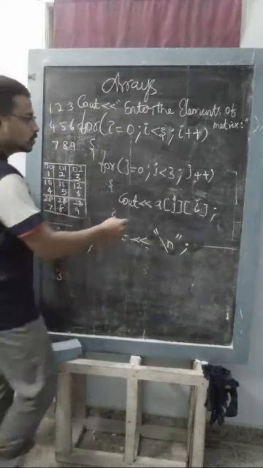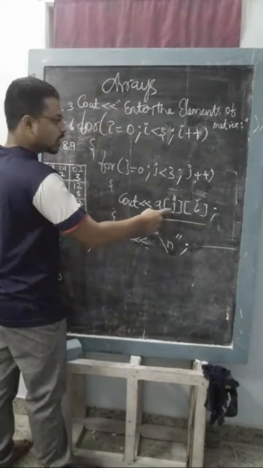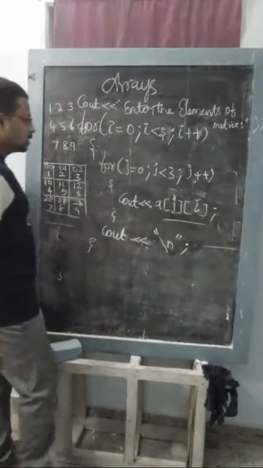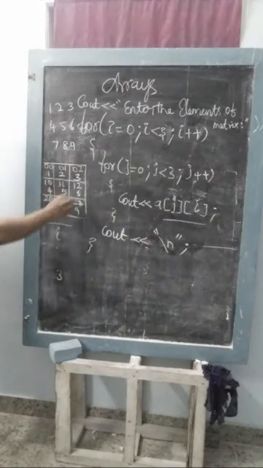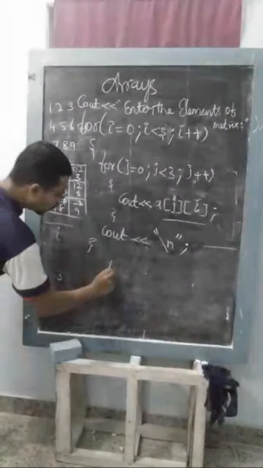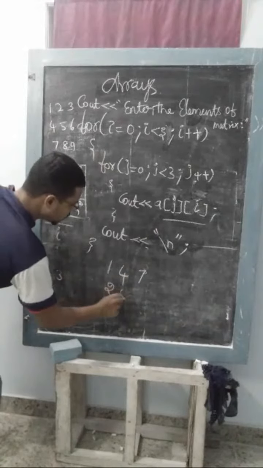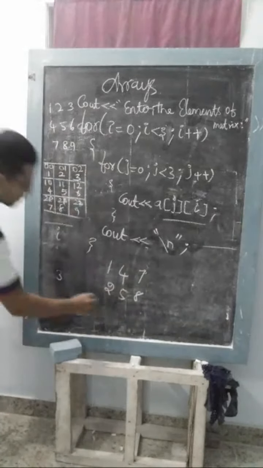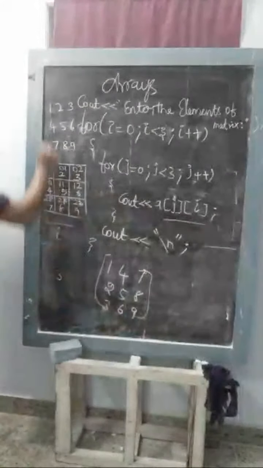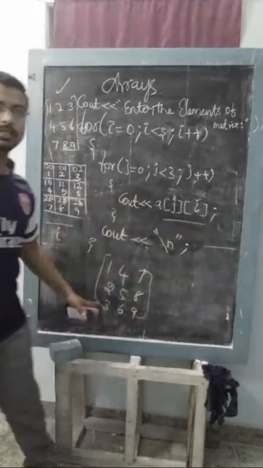This is your work. Tomorrow's work is why we are giving ji instead of ij. If you are giving ji, the answer will be like that. This is the given matrix: 1, 2, 3, 4, 5, 6, 7, 8, 9. The answer will be 1, 4, 7, 2, 5, 8, and then 3, 6, 9. This will be the resulting matrix. If you change to ji, it will be changed like that.